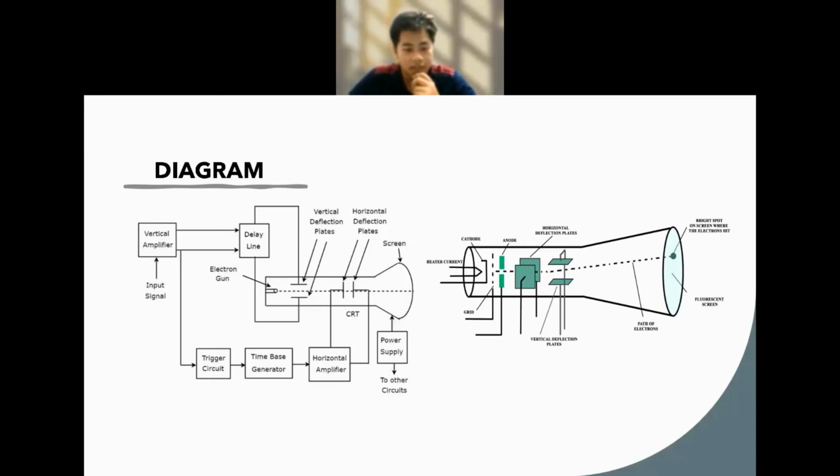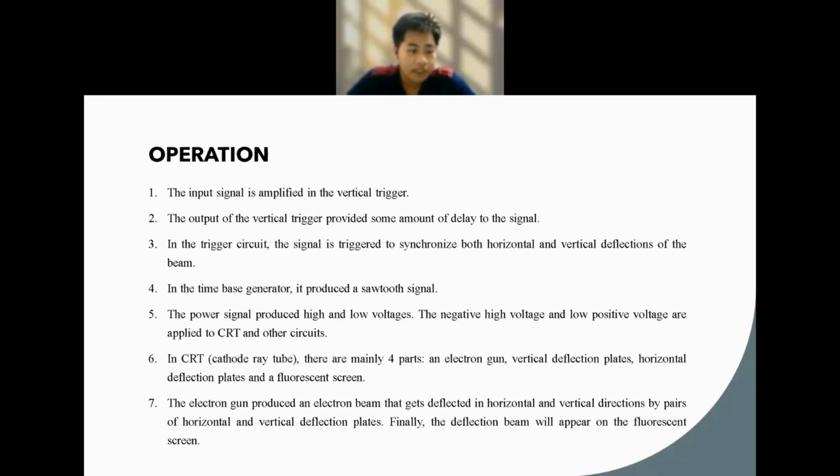For the operation, first the input signal is amplified in the vertical amplifier, then the output of the vertical amplifier provides some amount of delay to the signal. In the trigger circuit, the signal is triggered to synchronize both horizontal and vertical deflection of the beam. The time-base generator produces a sawtooth signal. The power supply produces high and low voltage. The negative high voltage and low positive voltage are applied to the cathode ray tube and the other circuits.